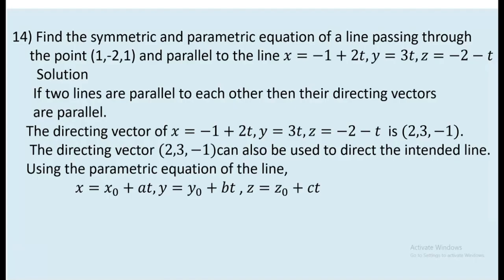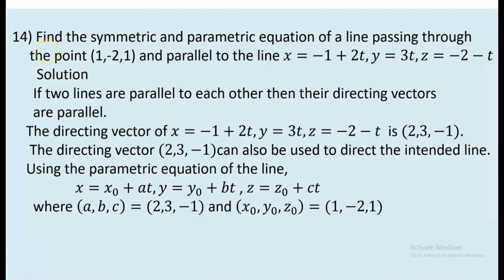We know that x equals x naught plus at, y equals y naught plus bt, z equals z naught plus ct is the general parametric equation, where a, b, c are components of the directing vector, and x naught, y naught, z naught are components of the point lying on the line. As it has been given, a, b, c is a vector with components 2, 3, minus 1, and the point x naught, y naught, z naught is already given. It's specified here as 1, minus 2, 1. So the next task is plugging these values into their corresponding places above.